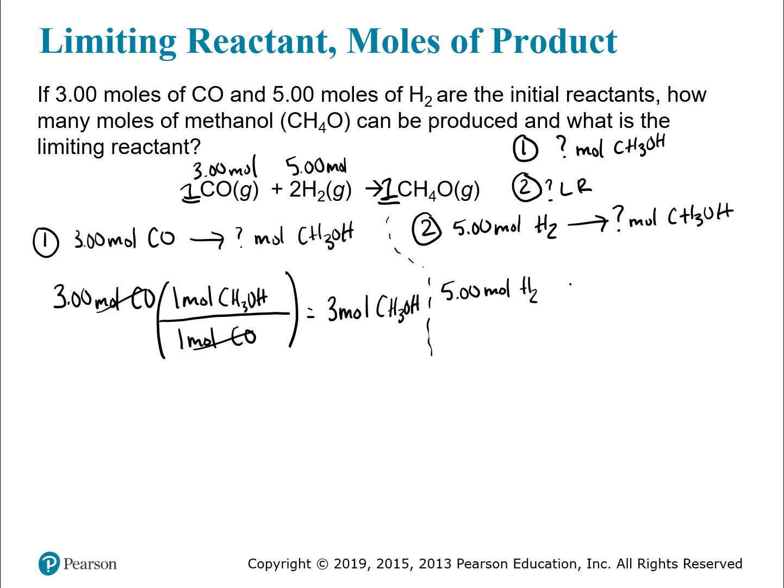If I only had the 5 moles of hydrogen gas and unlimited carbon monoxide, how much methanol would I make? We're still going to have the 1 mole of methanol on top of our mole-mole factor. But this time we care about the hydrogen gas. There's a 2 in front, so we write that as 2 moles in the bottom. 5 divided by 2 is 2.5.